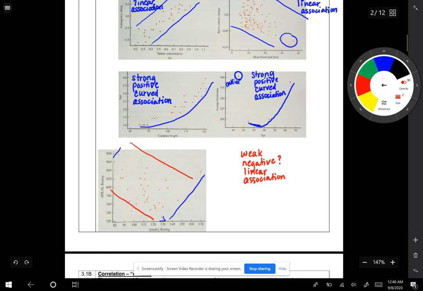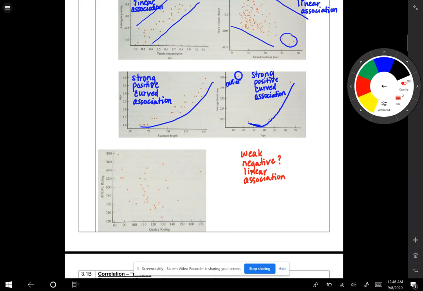Now I'm going to go back and erase these lines so we can see something a little bit better. If you look over here, this point isn't really above or below the other points, but it is far off side by side. So this could be a possible influential point.